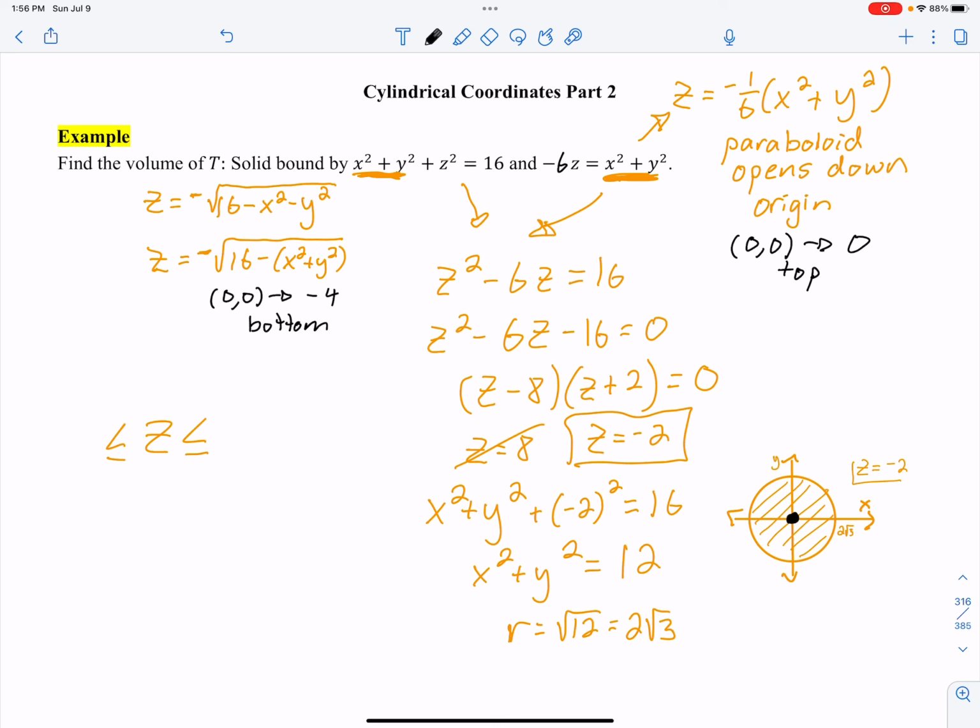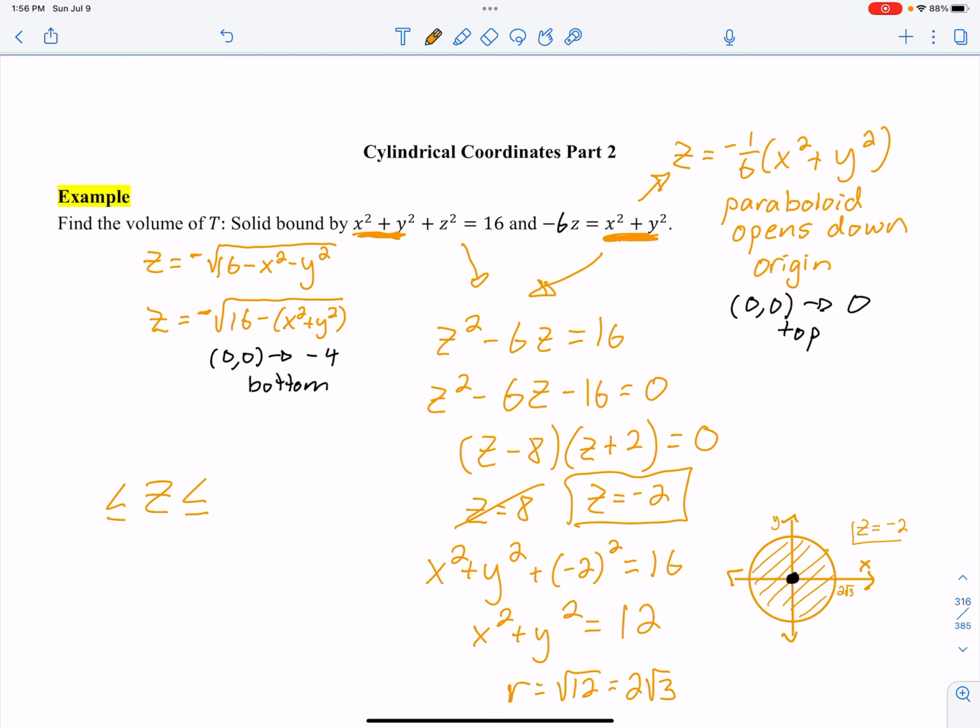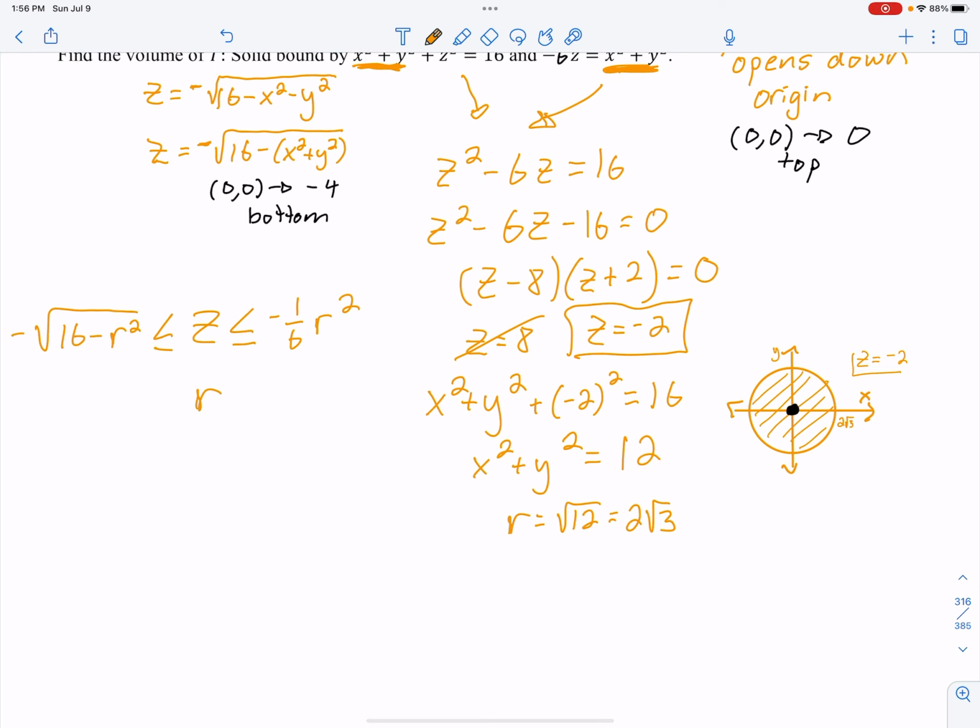Also notice I can replace those x squared plus y squared with r squared. So I know the bottom is going to be negative square root of 16 minus r squared. The top is going to be -1/6 r squared. Now I'm going to bound r. I just look at my region over to the right. That's between 0 and 2 root 3, or square root of 12 would work too, doesn't matter. And then theta is our last thing. Well, it goes all the way around. You can see it in my picture. That's 0 to 2 pi. So we have our bounds now.